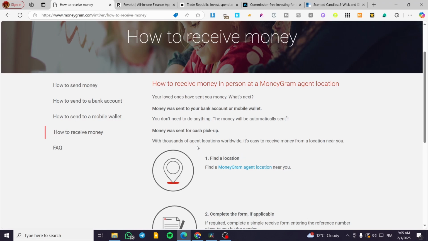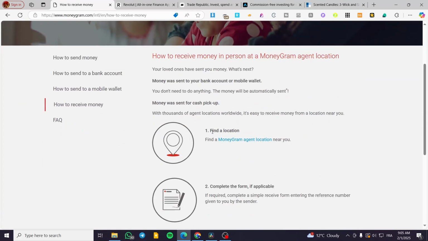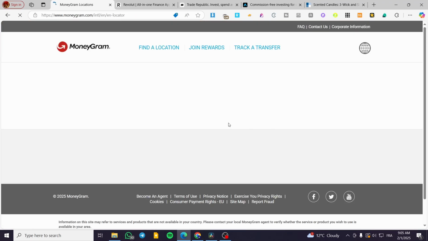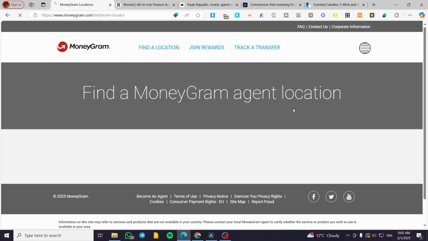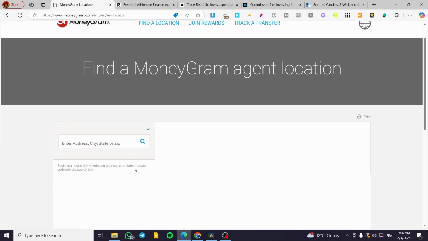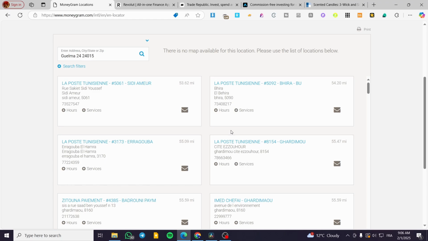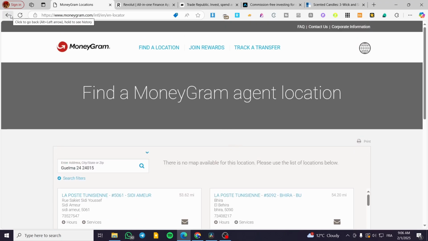So you are going to search for the local agent in your area. You can find them by heading over to moneygram.com. Then you are going to find a location. Click on MoneyGram agent location. Then you type in your location, your zip code, city or state, and then you are going to see the nearest one in your country.